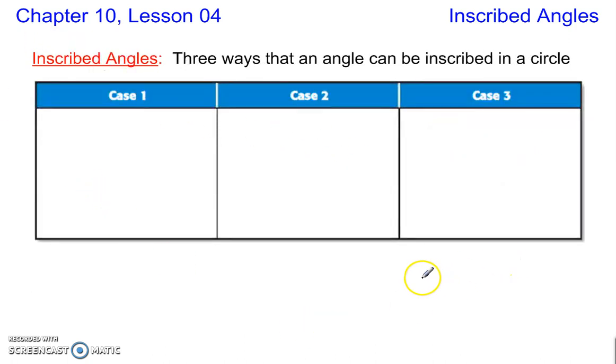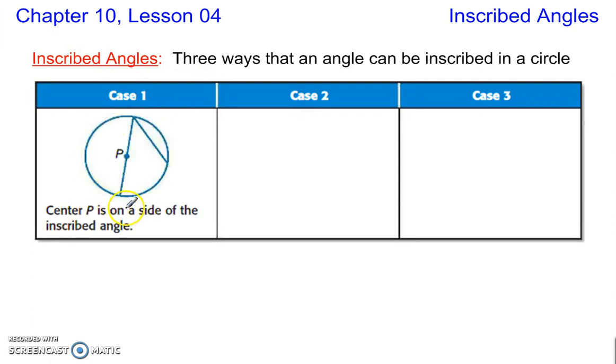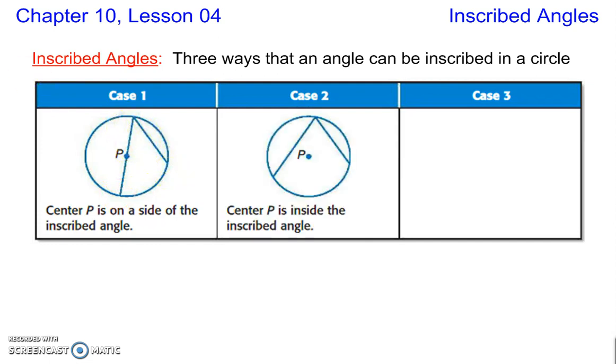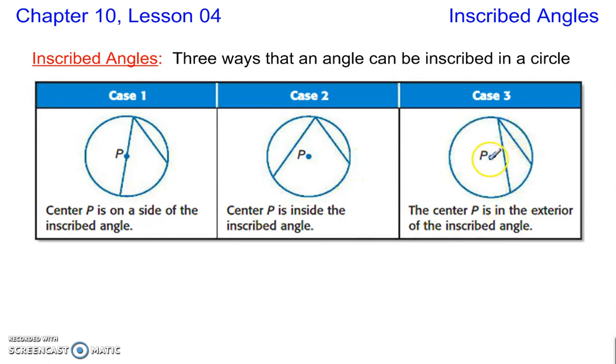Now we have three ways. Write these down. Three ways that an angle can be inscribed in a circle. Either it goes through the center, so the center is on one of the sides of the inscribed angle, or the center is inside the inscribed angle, and you can guess the third one. That is, the center P is outside, or in the exterior of the inscribed angle.